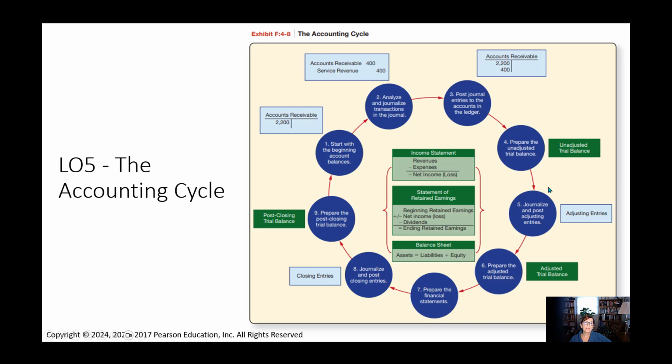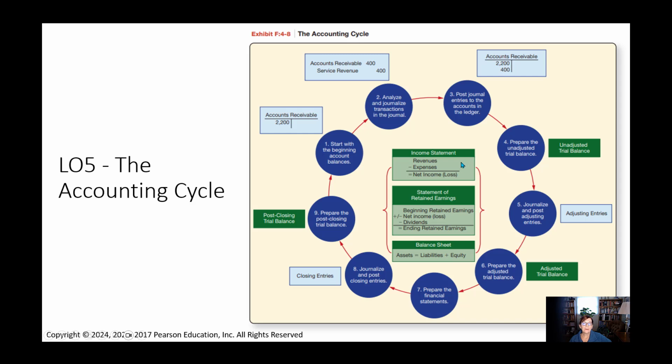Then, remember, we did the adjusting entries. We did those in Chapter 3. Those are a little tricky, remember? So we journalize and post our adjusting entries, and we prepare our second trial balance, which is the adjusted trial balance. Now, the adjusted trial balance is important because those are the correct adjusted numbers that we use to prepare our financial statements.